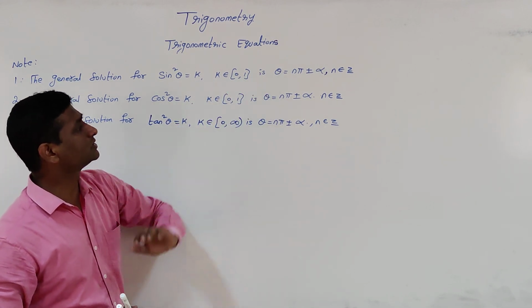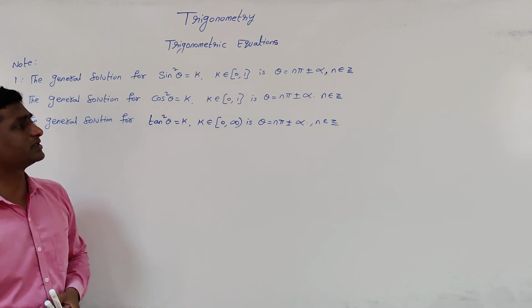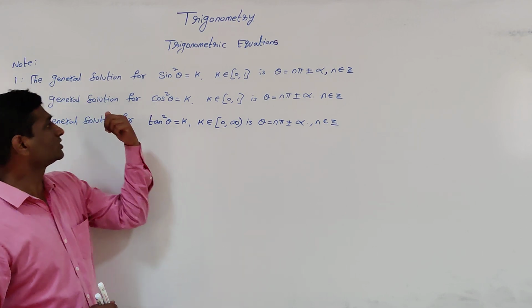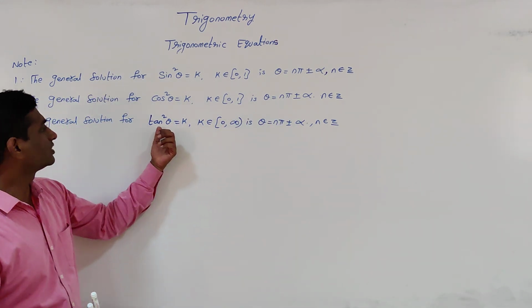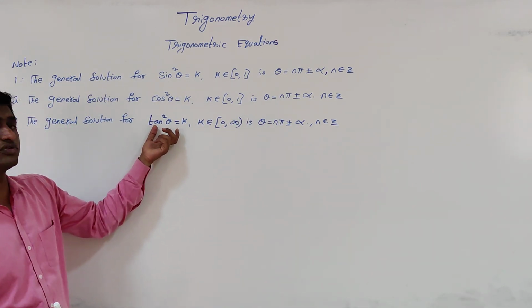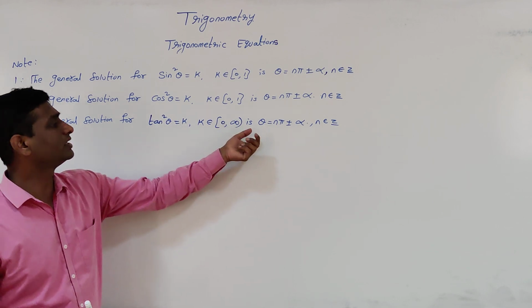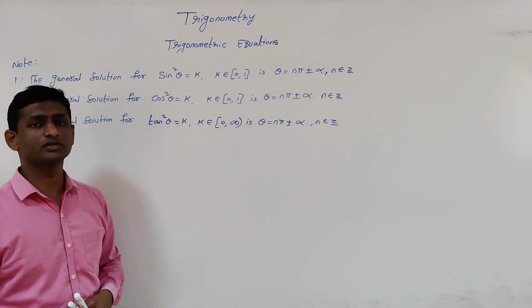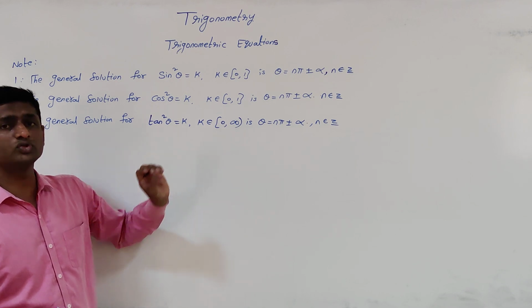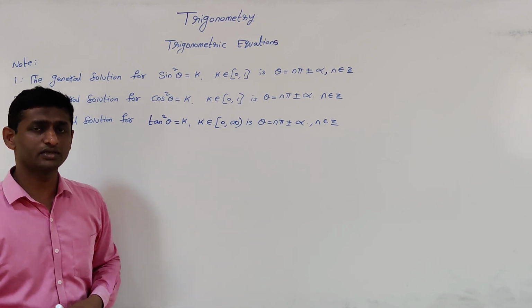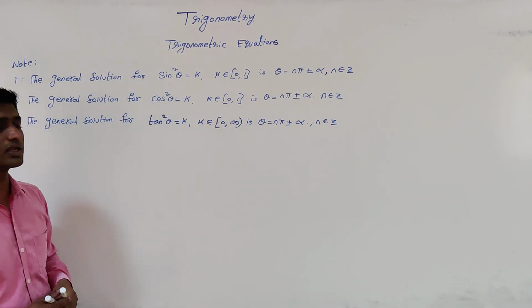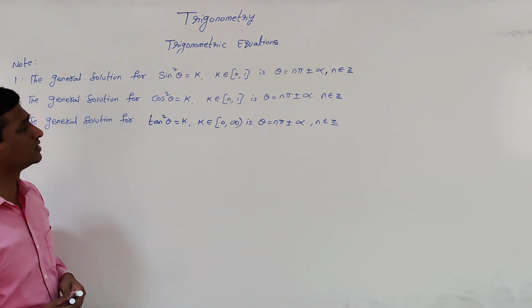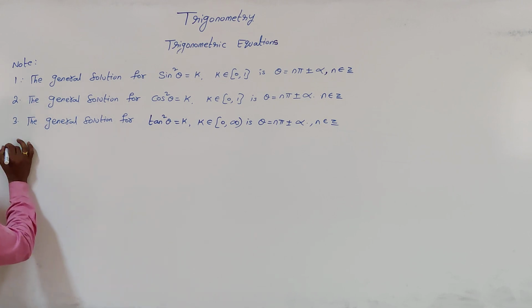And the general solution is theta is equal to n pi plus or minus alpha. Similarly, for cos square theta is equal to k, the general solution is n pi plus or minus alpha. And for tan square theta is equal to k, theta is n pi plus or minus alpha, where alpha is the principal solution based on the trigonometric equations. So we'll go for the proof of the first one, and similarly the second and third will be the same. Proof.